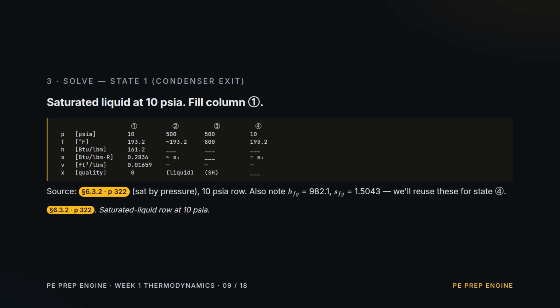From the saturation by pressure table, read off the 10 psia row to fill column 1. Saturation temperature, enthalpy, specific volume, entropy, and quality 0 at the liquid line. Also jot down HFG and SFG off to the side. State 4 will need them.